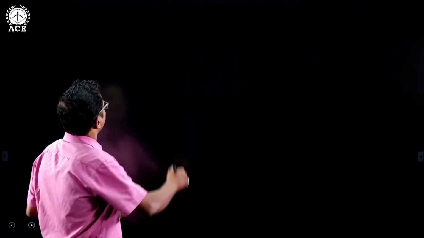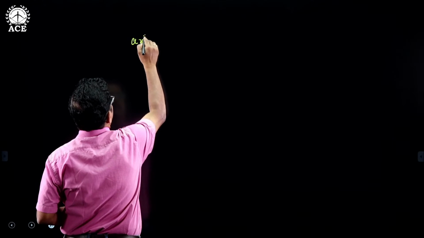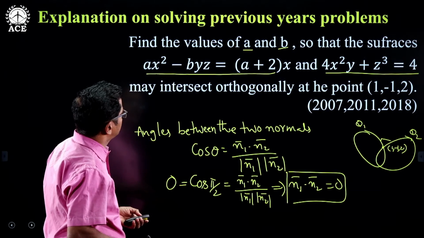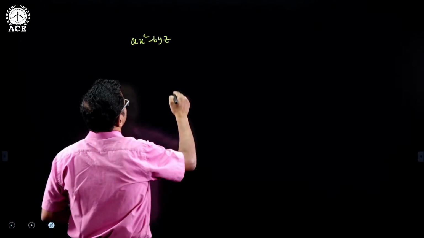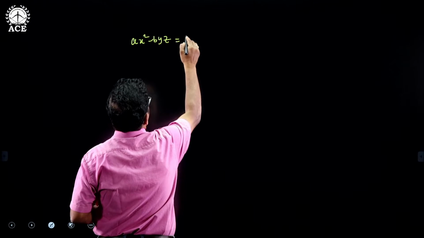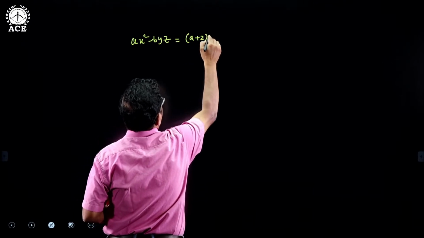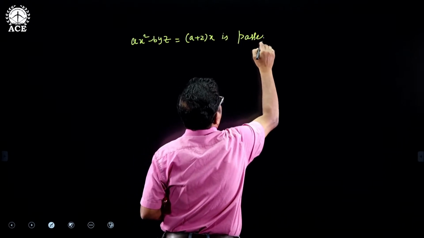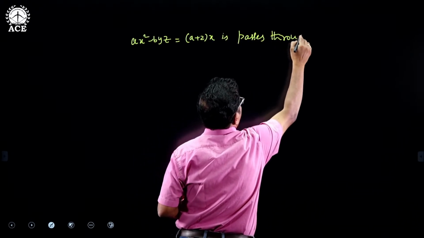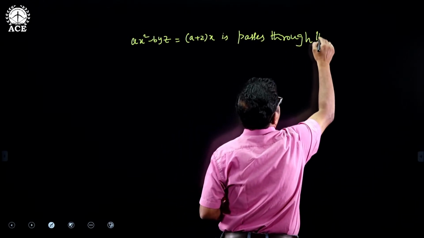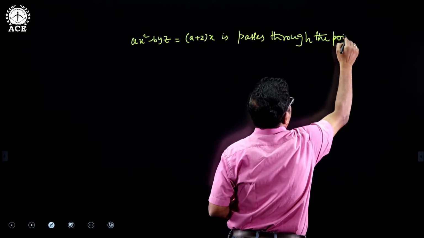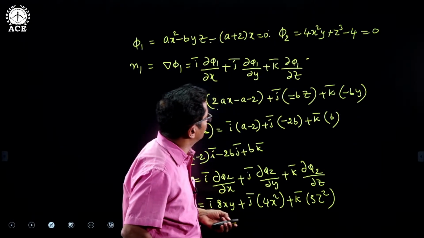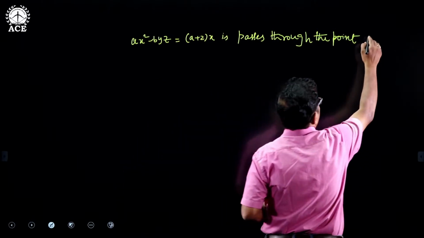So now ax square minus byz is equal to a plus 2 into x, a plus 2 into x, passes through the point. What is the point here? 1, minus 1, 2.